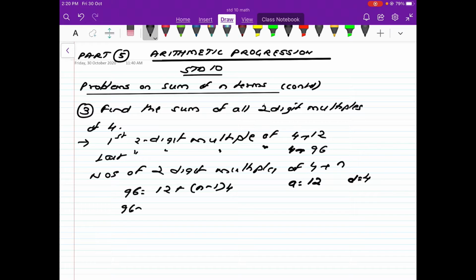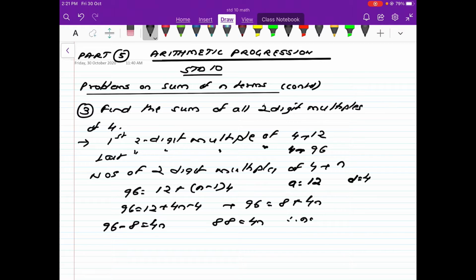So 96 is equal to 12 plus 4n minus 4. 96 is equal to 12 minus 4, which is 8, plus 4n. 96 minus 8 is equal to 4n. 88 is equal to 4n. Therefore n is equal to 22. So there are 22 multiples. It means we have to find the sum of the 22 multiples.